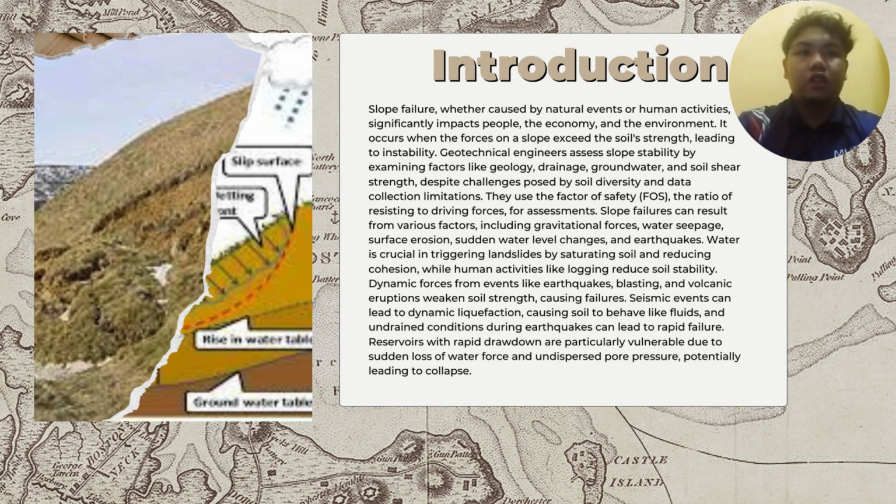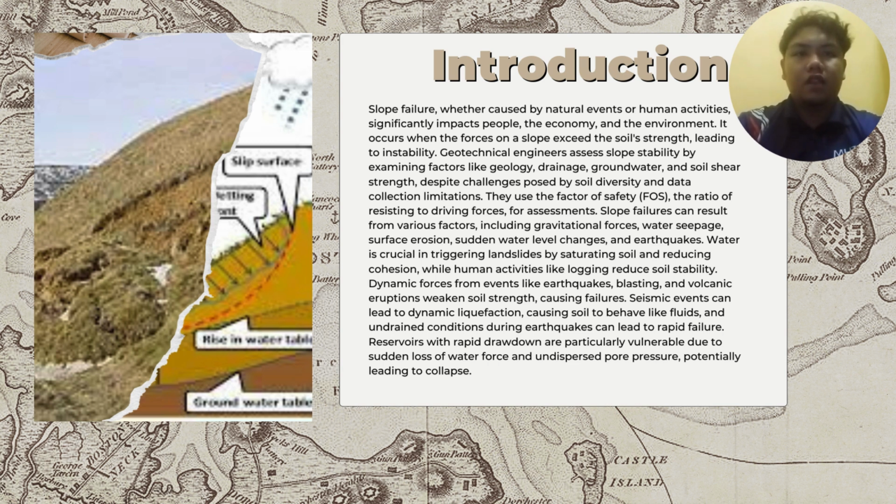Slope failure, whether caused by natural events or human activities, significantly impacts people, the economy, and the environment. It occurs when the force on a slope exceeds the soil strength, leading to instability. Geotechnical engineers assess slope stability by examining factors like geology, drainage, groundwater, and soil shear strength, despite challenges posed by soil diversity and data collection limitations.